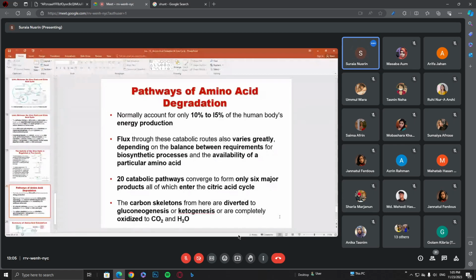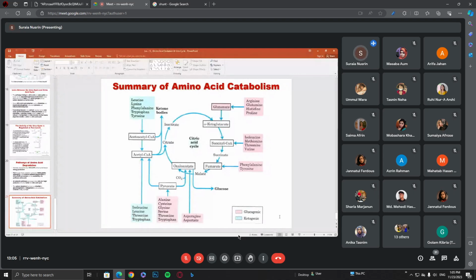এটুকু কি বুঝতে পেরেছি? Is it clear? Yes, ma'am. So here is the flow chart or the summary of amino acid catabolism. So you can see actually they are divided into two groups, glucogenic and ketogenic amino acids, which are catabolized and entering into the TCA cycle, and those TCA cycle intermediates are utilized to synthesize glucose. So they are called glucogenic, whereas other amino acids are mainly utilized to synthesize ketone bodies.